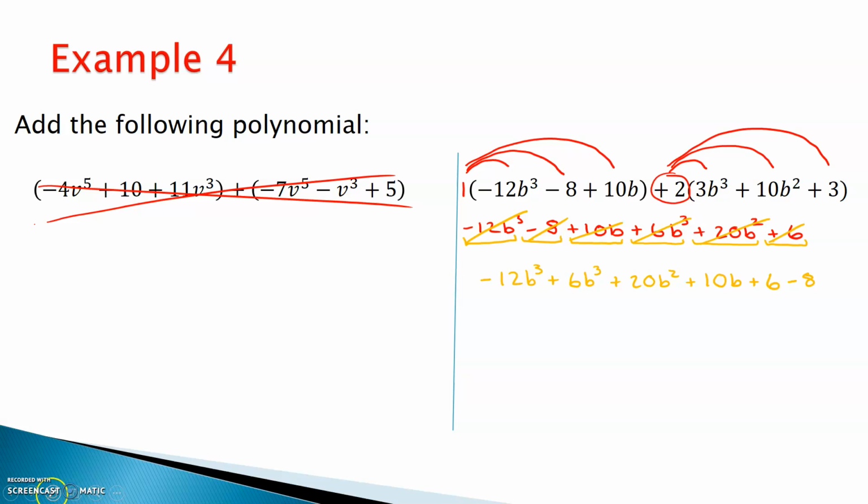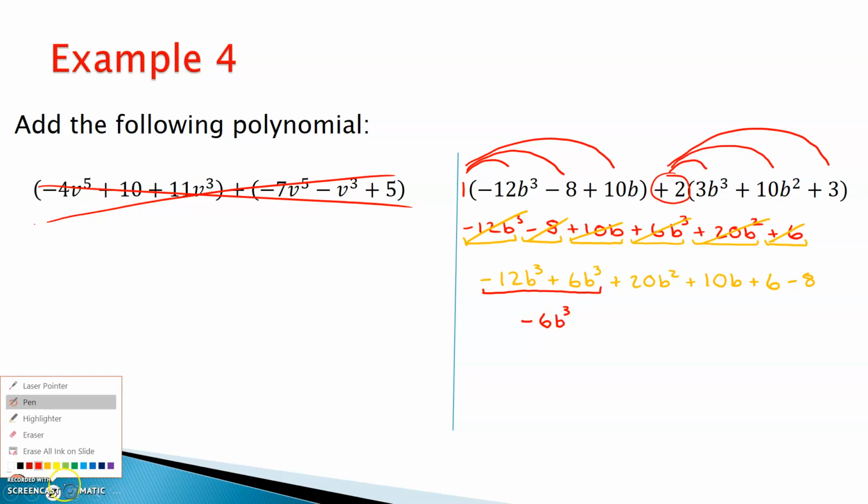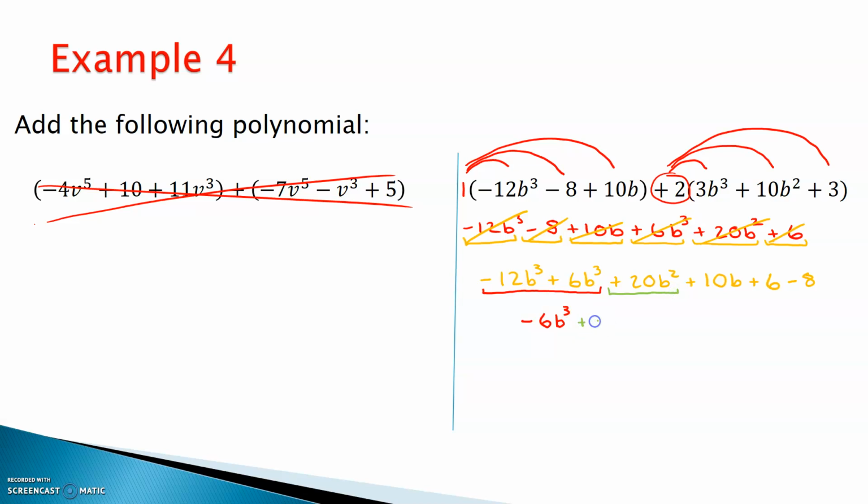All right. Let's go ahead and combine like terms. So let's start off with b to the third powers. There's a negative 12b to the third and a positive 6b to the third. So negative 12 plus 6 is going to give me negative 6b to the third power as my first term. Okay, let me move on to the next one here in green. B squared. Anything else that's a b squared? Nope. Positive 20b to the second power.